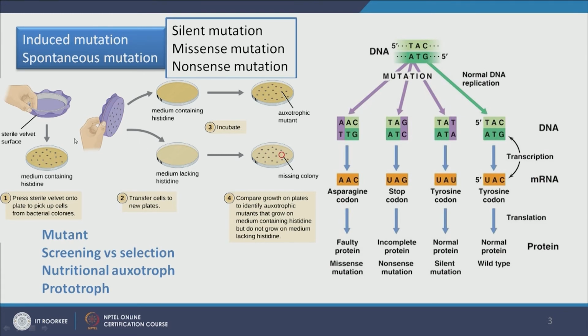So auxotrophic mutants will only grow on this plate and not on this plate, whereas the wild type will grow on both. So what I can do is, this is my medium that is containing histidine, it has both auxotrophic mutant and the wild type. I can use sterile velvet surface to pick these colonies together and then I can plate them on both. So I can just do like a stamp, I can stamp them on both. Now the medium that contains histidine, everything will grow, but those auxotrophic mutants that require histidine to grow will be missing here. So this way I can pinpoint, oh, this is a missing spot, so this must be my auxotrophic mutant. So this way we can screen out our mutants.